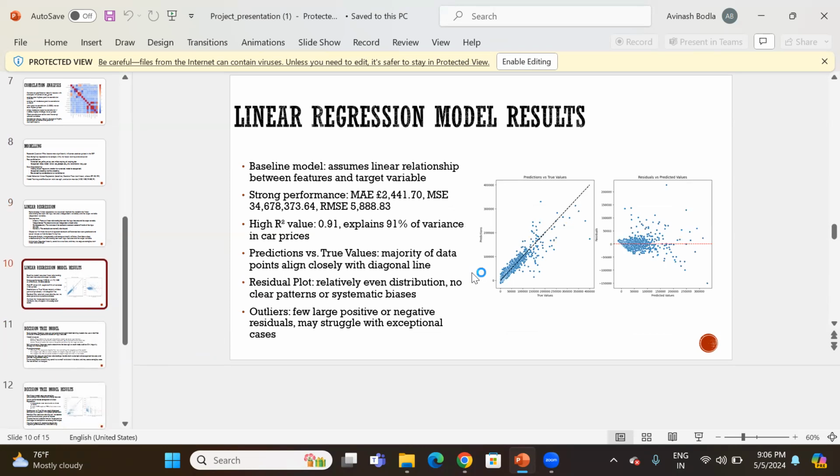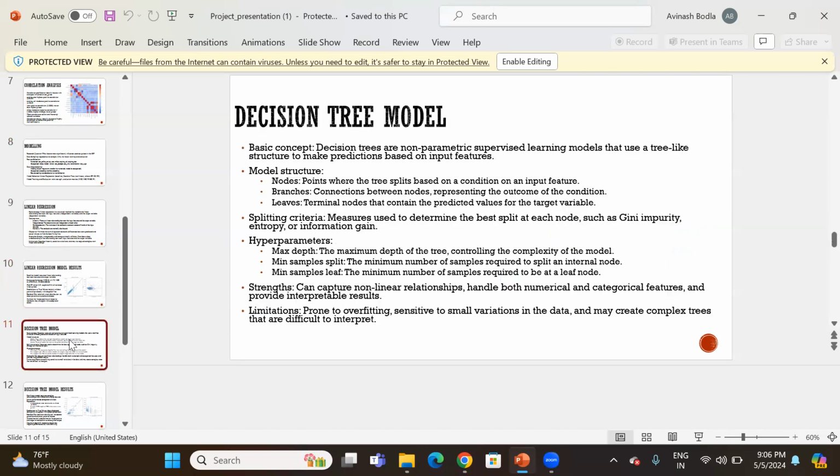Here you can see the model results for linear regression: the predicted versus the true values, and the residuals of the predicted values. The highest R-squared value is 0.9, which equals 91% of variance in the car prices. There are a few large positive or negative residuals, so it may struggle with exceptional cases.